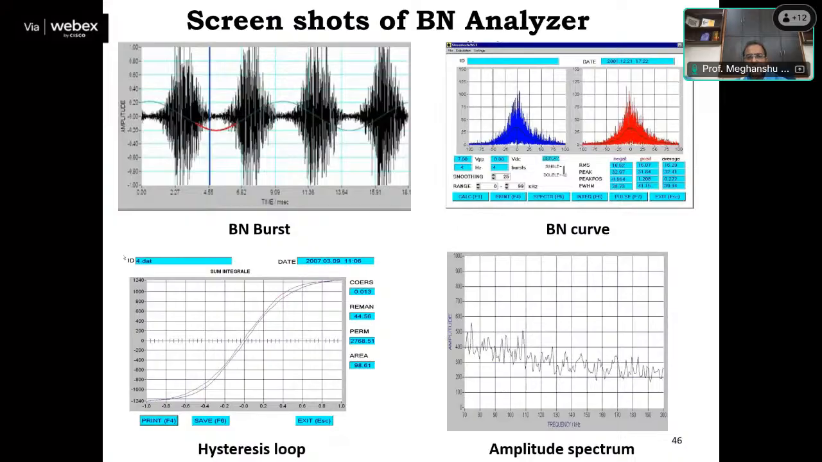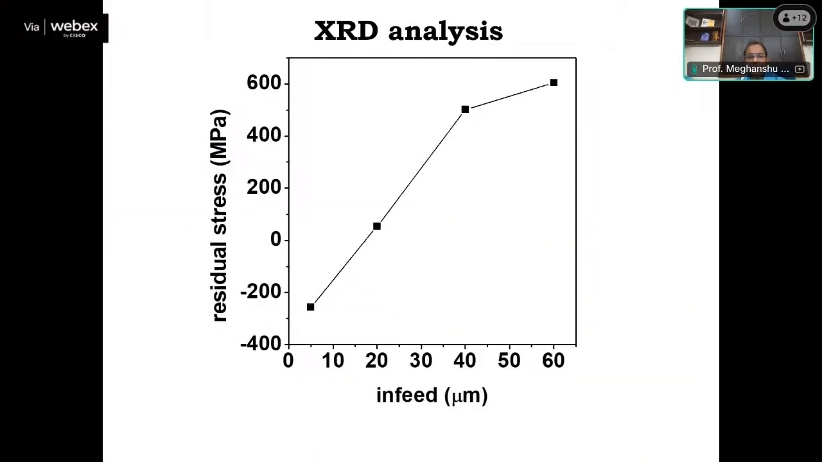These are the screenshots of the Barkhausen noise analyzer that we will see when we demonstrate this technique again. So the hysteresis loop is there, the Barkhausen noise signal is there, and their parameters are there like peak value, RMS value, FWHM, peak position, coercivity, remanence, permeability. So these parameters we will see again during the demonstration of this technique over a component.